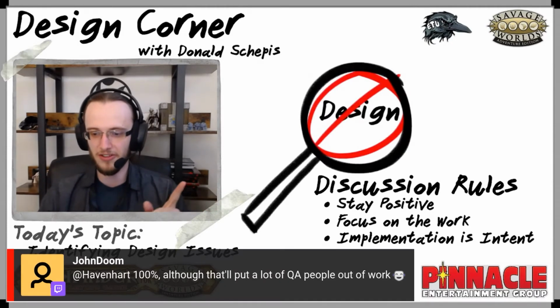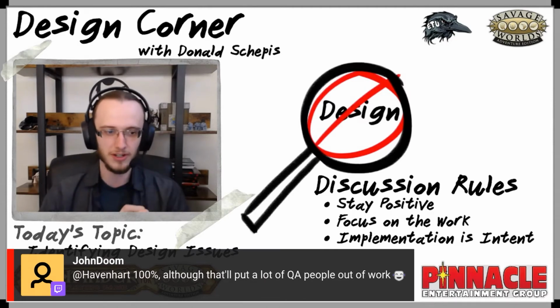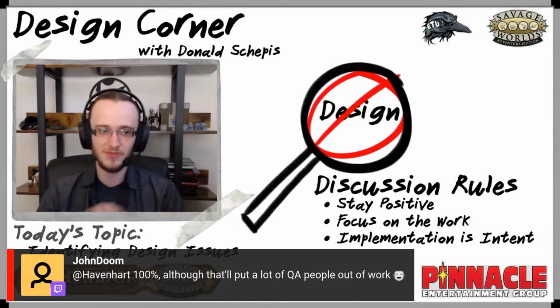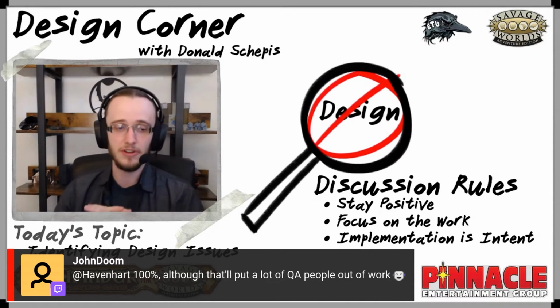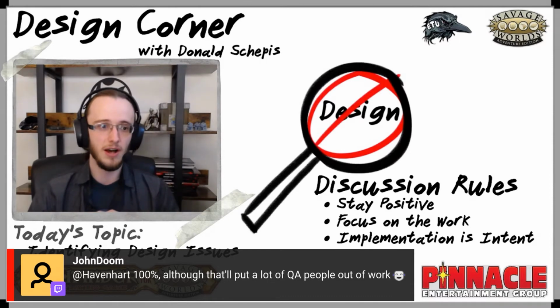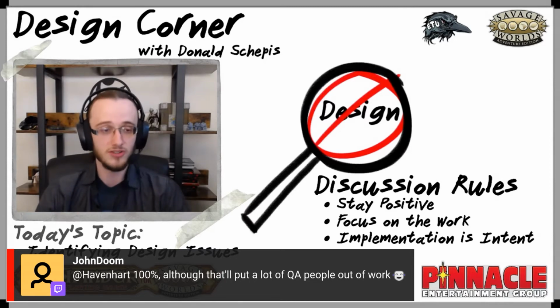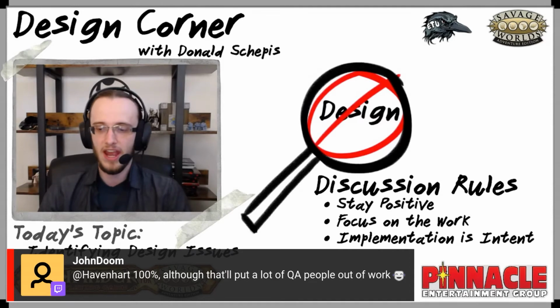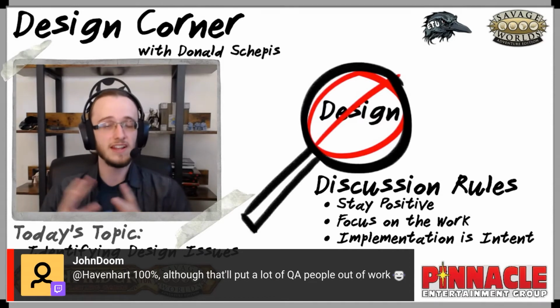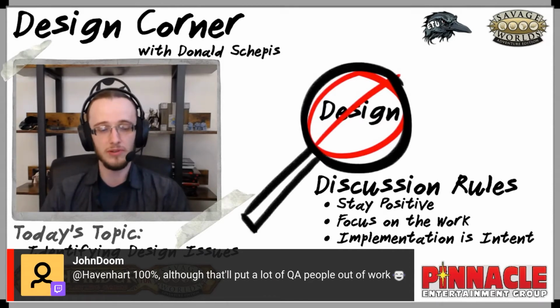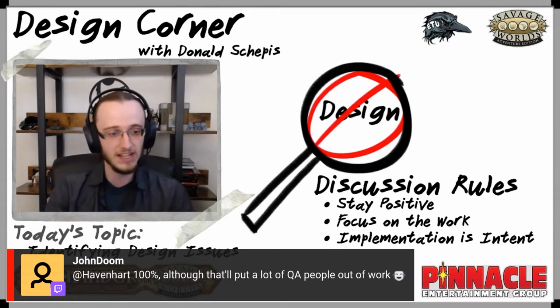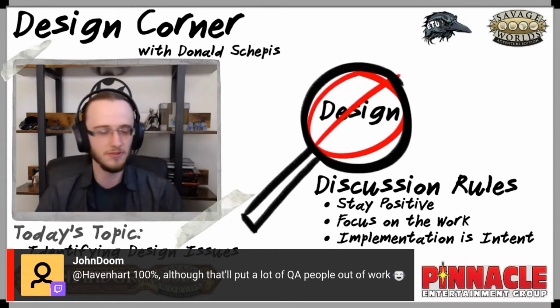John Doom, 100%, although that'll put a lot of QA people out of work. That's one of those things where there's a lot of folks that do not put enough value in their QA folks, because a good QA person also has a lot of empathy. They're able to imagine themselves as a lot of different people. And traditionally, we don't think of that as being the most valuable skill. We would rather think of the ability to type lines of code per minute as the most valuable skill.